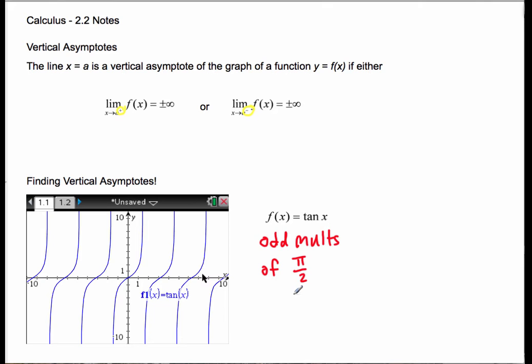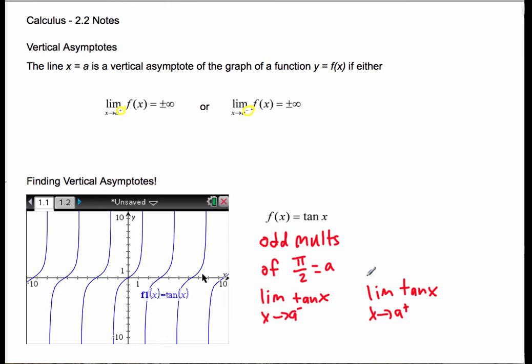And so then what happens is we just have to look at what's going on both sides of the odd multiple. So the limit that we would set up for this guy is going to look a little bit weird, but you can see it on the graph, and it's going to be something like this. When x approaches that odd multiple, we're going to let that equal a. All the multiples of pi over 2 equal a. When we approach a from the left of tan x, and the limit as we approach a from the right of tan x.